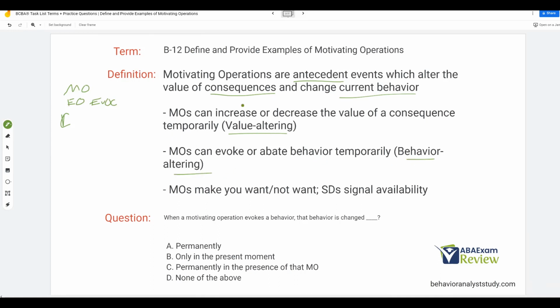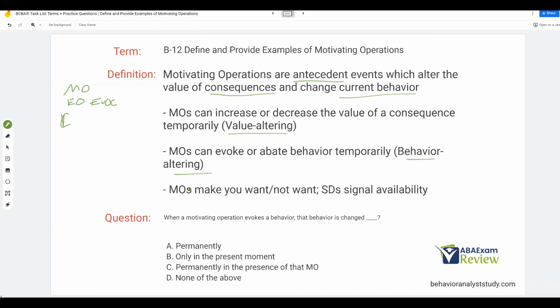This keyword temporarily is important to remember because MOs don't impact permanent change. They're temporary alterations in either the value of consequences or in current behavior. So remember that. These are temporary.